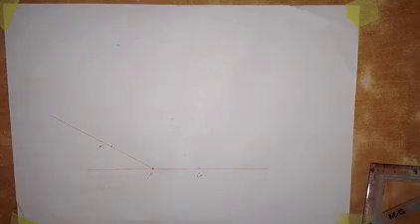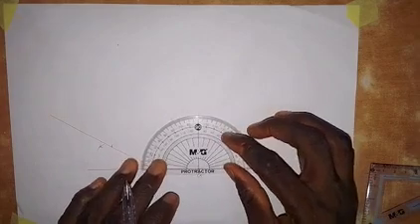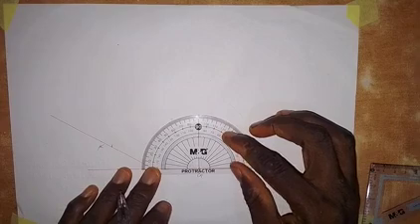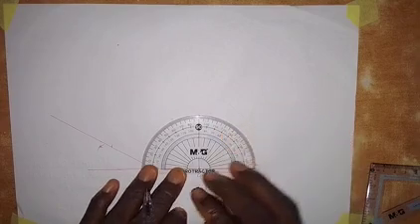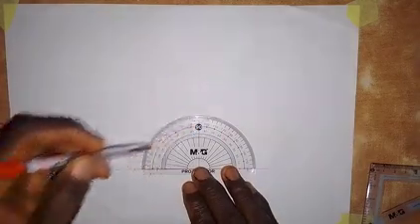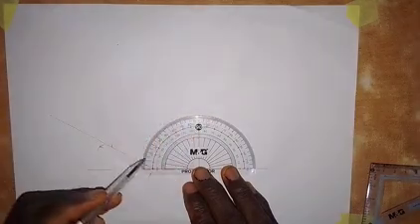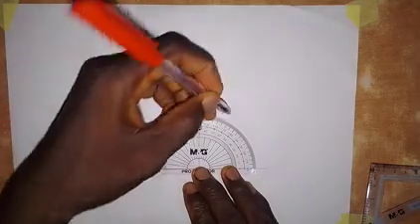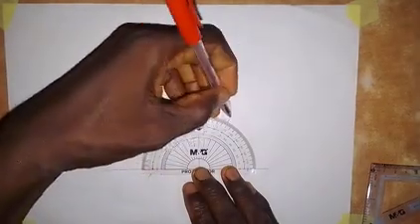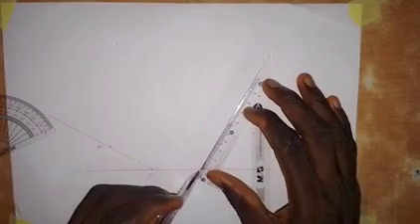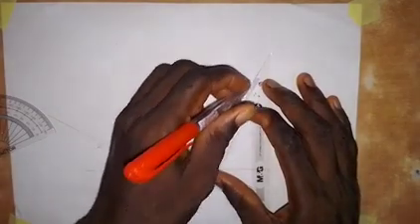Now for GH, the angle is 120 degrees. So we set the protractor again at this point, and then we read 120 from this side. It should be read from here, so I follow this upper calibration. So this is 120 up here. So I'm going to join this together with a straight line like this.